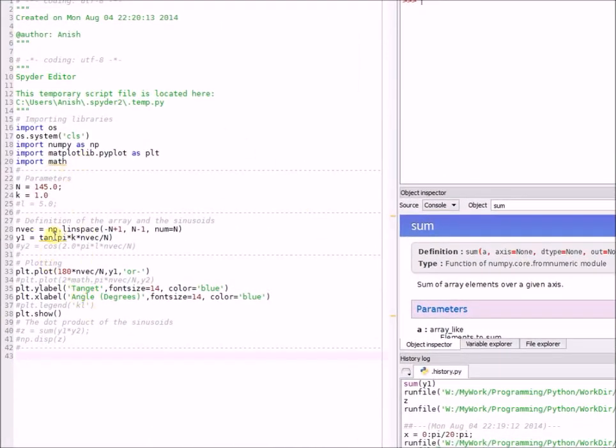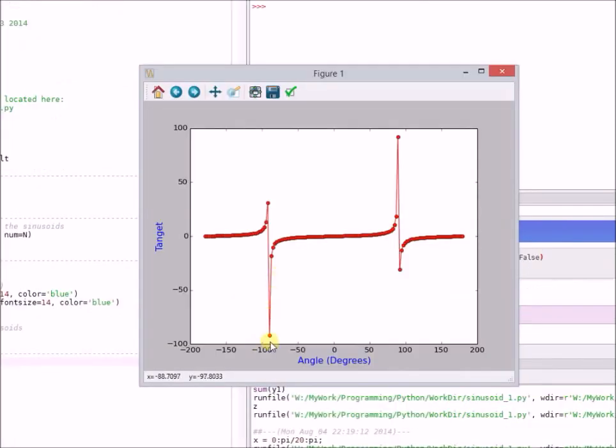So this is basically a tan of the angle theta, which is represented by a vector here. If we run the code, we can see that the value of tan theta reaches infinity at 90 degrees and also at minus 90 degrees. It also has the same structure in quadrant 1 and quadrant 3, and the same structure in quadrant 4 and quadrant 2.